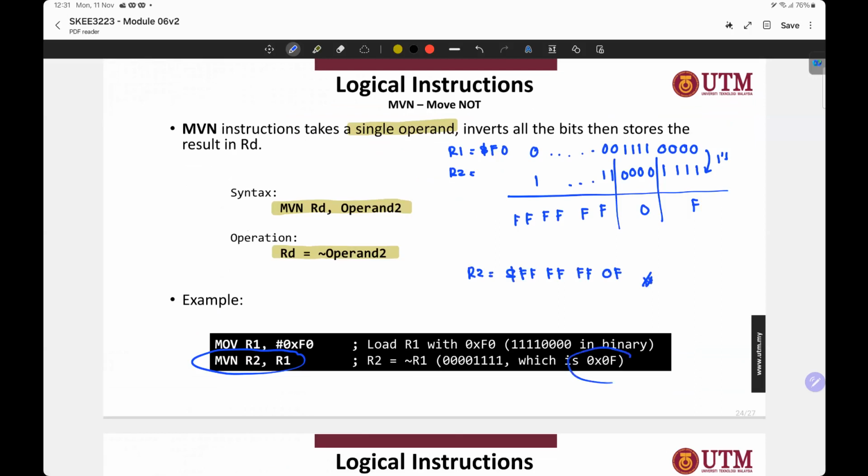Not 0F. This one is wrong, because this is a 32-bit number. So you need to make sure that all the 32 bits are inverted. Then after that, you get the results.